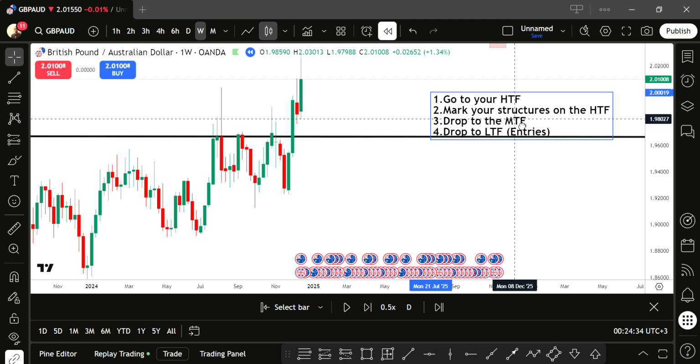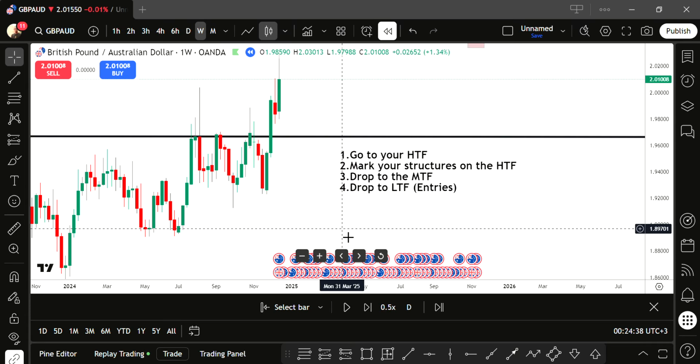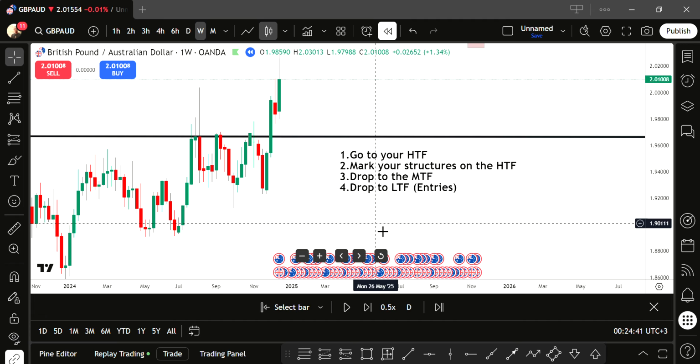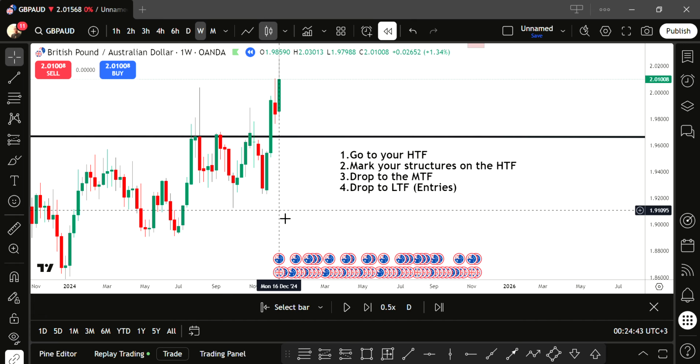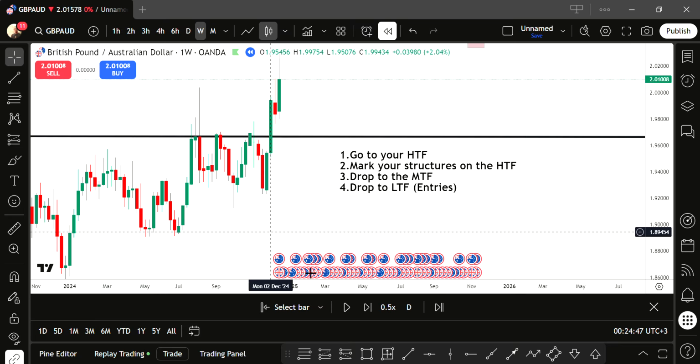Good. Now I have gone to my highest time frame. What is the next thing I want to do? The next thing I want to do, I want to mark out my structures. One, I want to mark out support and resistance levels, which I have one here.